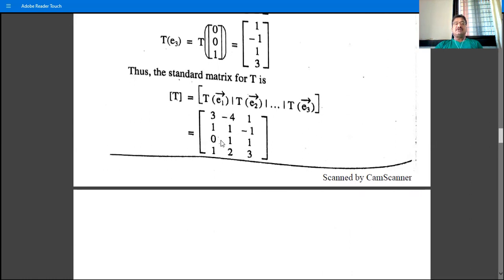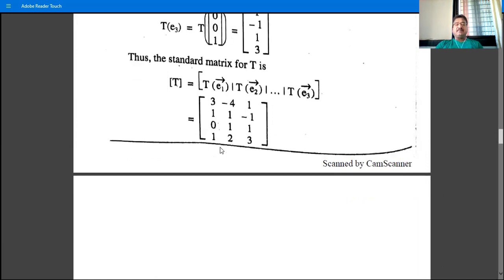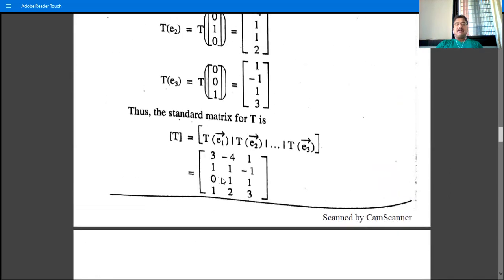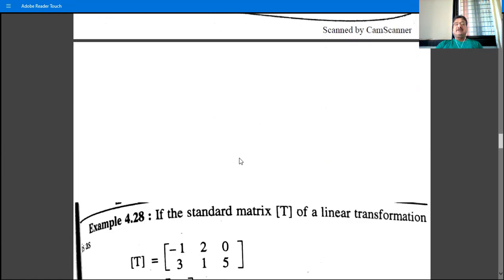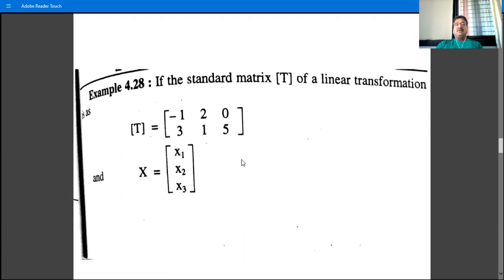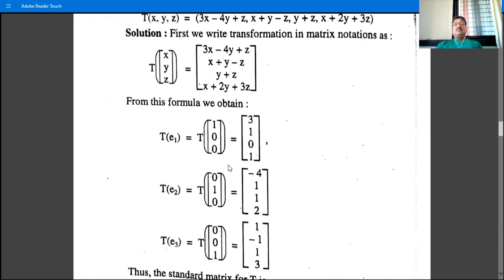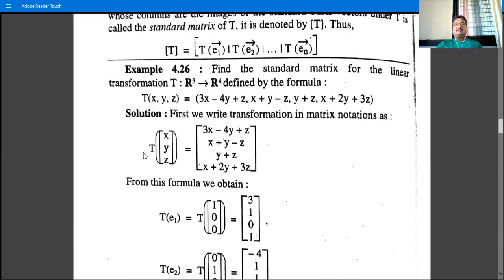Or we can also say that T is multiplication by this matrix. Suppose this is matrix A, then T is multiplication by A. So this is the wording for writing this: the matrix A is the standard matrix for T, or we say that T is multiplication by A. Okay, so we have the matrix A, so we can write T(x) is equal to Ax.